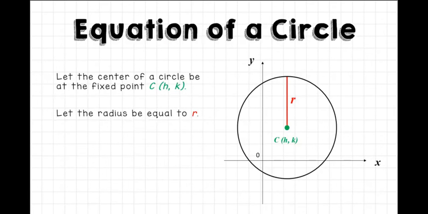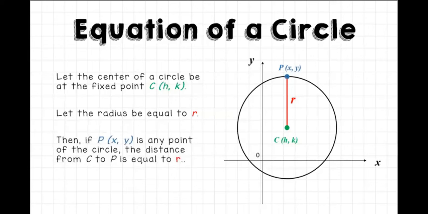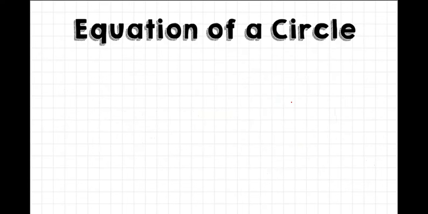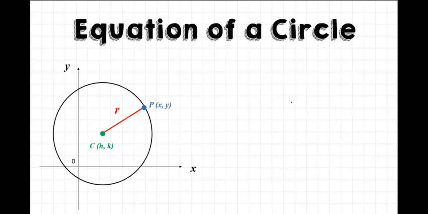And you let any point, let's say P, kanyang variable ay x, y, be any point in the circle. Then definitely, the distance from C going to P is equal to R. Okay? So in this case, gagamit lang tayo ng distance formula for us to be able to compute or to illustrate the equation of a circle. So ito yung circle natin, di ba?